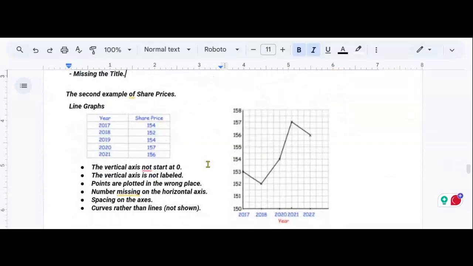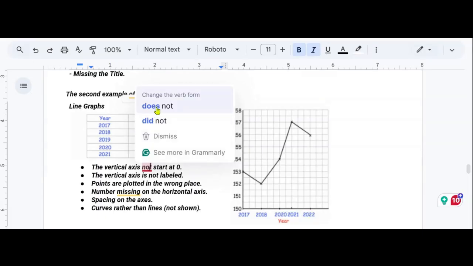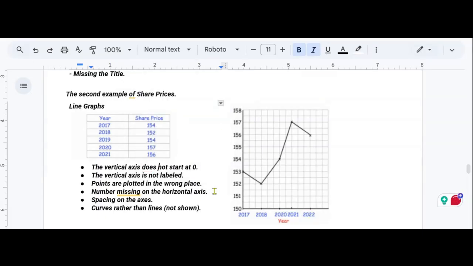Now take a look at this one. Tell me. It doesn't start at 0. Good. The axis is not labeled, the y-axis. What else? 2021. Some of the points are in the wrong place. He put this point in the wrong place. Even the spacing on the axis: here the space, look, he made it so small.